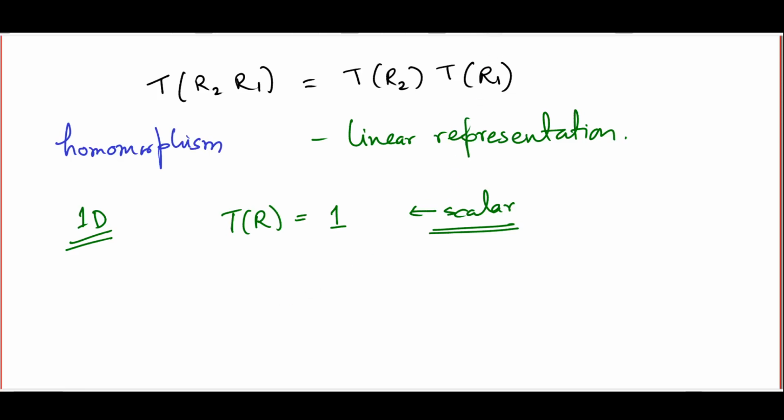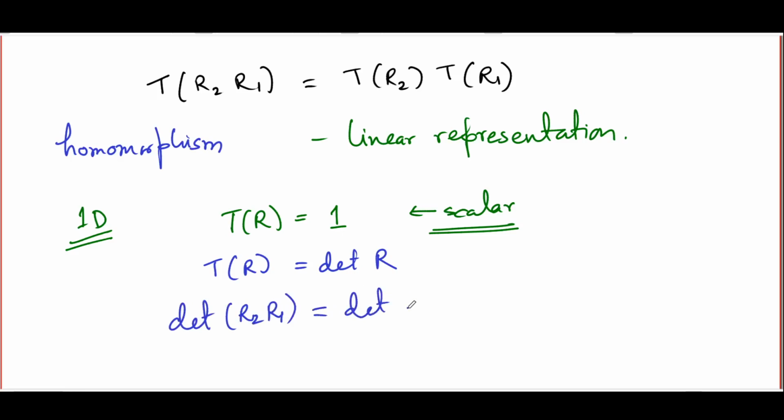So there are objects which transform according to this, and these are what we call scalars. Now, a moment's thought would tell you that there actually is another rather obvious possibility here. Another obvious map, which is T of R is nothing but the determinant of R. Notice that what we want here is TR2 R1 is TR2 TR1, and determinant of R2 R1 from an elementary property of matrices is determinant R2 times determinant R1. So TR equal det R definitely satisfies our basic demand.